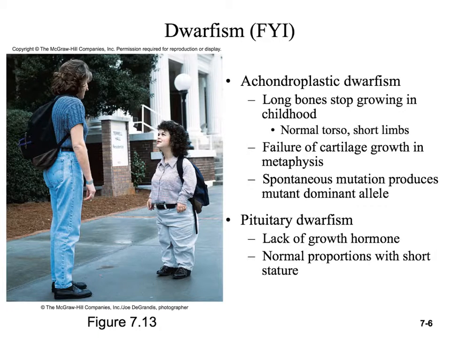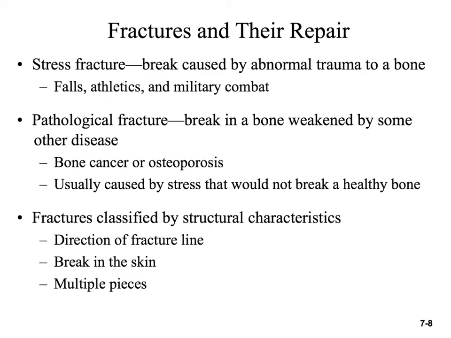It says here, spontaneous mutation produces mutant dominant alleles. I'm not going to get into all the genetics of everything, guys, but if you have a mutant dominant allele, I'm just going to say it's not a good thing, and that leads to this abnormal ceasing of the bone to continue to grow. The next type of dwarfism is called pituitary dwarfism, and that's a lack of growth hormone. So it's a lack of the hormone that causes the bones to grow. It says here you have normal proportions, but you're just short in stature. So that is one thing that's different in terms of how the two work. Both considered dwarfism, though. And again, this is just an FYI.